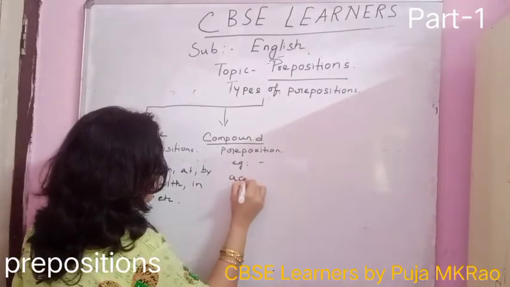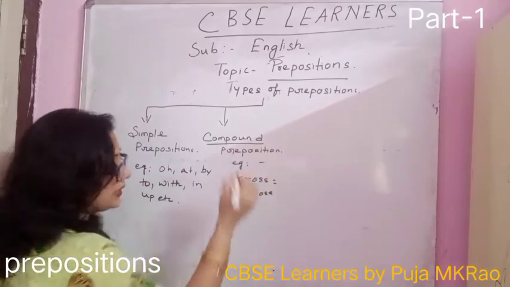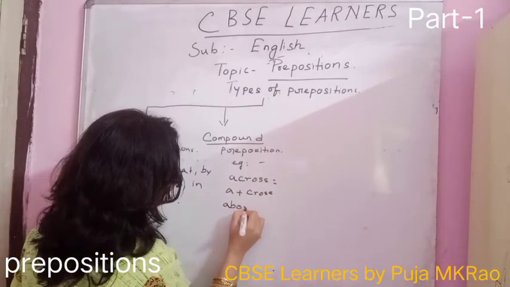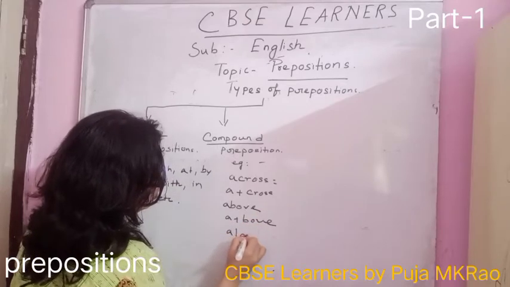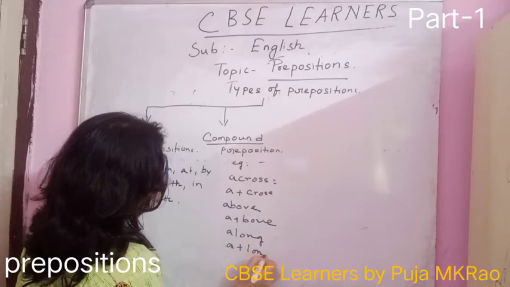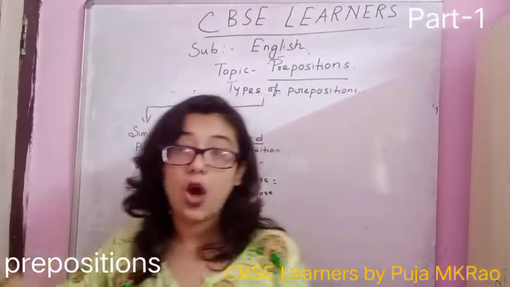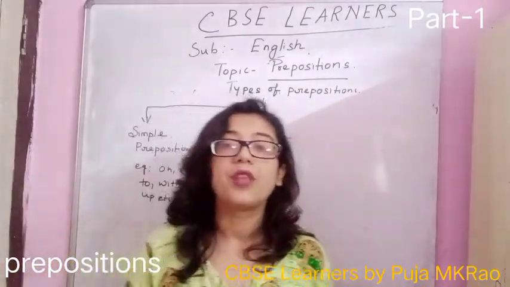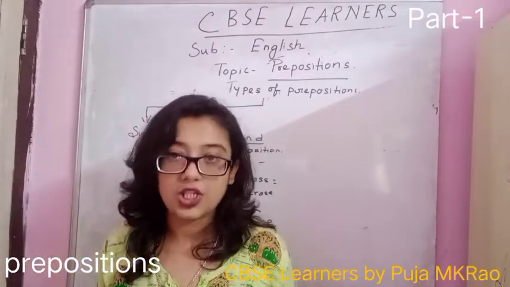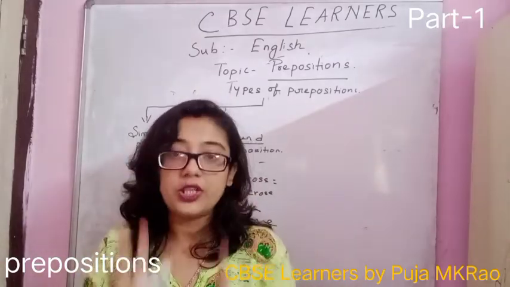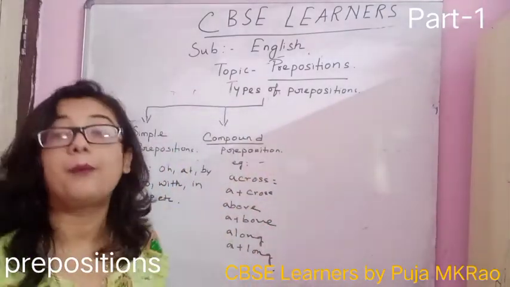So across, a plus cross, isn't it? Next, above, a plus above. Next, along, a plus long. Within, with plus in; without, with plus out; besides, be plus sides; throughout, through plus out. These are all compound prepositions. There are two words which are combining to make the preposition. So this is compound preposition.